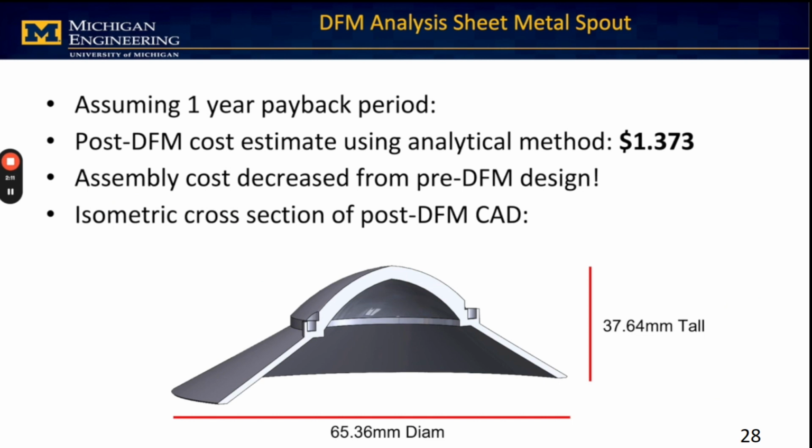Taking these ideas into consideration, we redesigned the part and got a new cost estimate of $1.373 from the analytical method. This decreased from the pre-DfM estimate, which is perfect. The new part with dimensions called out can be seen here.